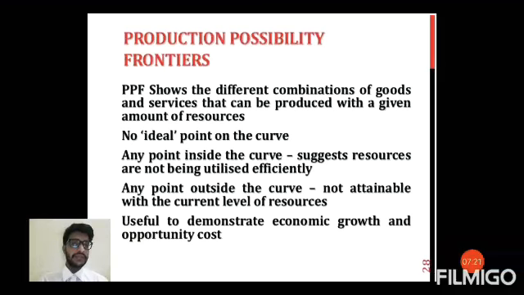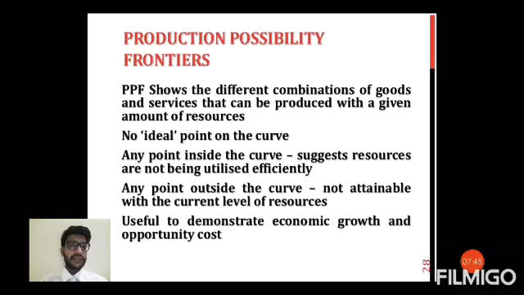The PPF shows the different combinations of goods and services that can be produced with a given amount of resources. There are points on the curve, which are efficient, and points inside the curve, which suggest resources are not fully used. A point outside the curve is not attainable with the current level of resources.